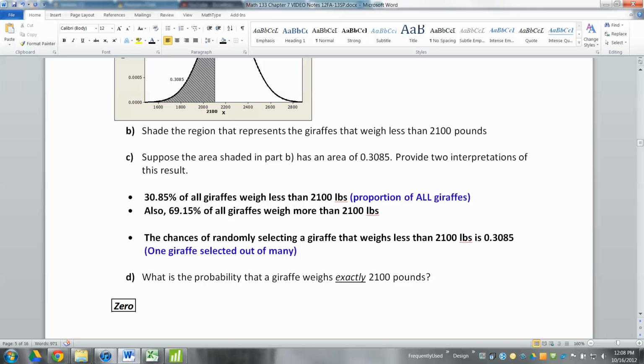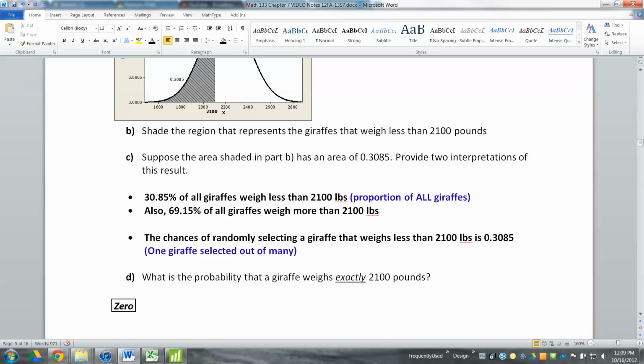So the chance of this giraffe being exactly 2,100.0000000 forever zeros pounds is 0, because you just need a finer scale. You put a giraffe on the scale, it's 2,100.2 pounds, 2,100.23 pounds, and so on. If you have a finer scale, you could get more decimal places. That's because weight is a measurement, which means it's a continuous variable. There are always more decimal places to get if you just had a fine-tuned enough measurement.